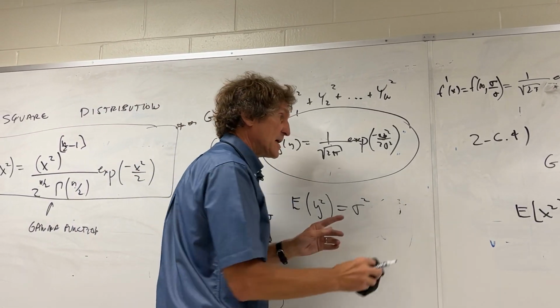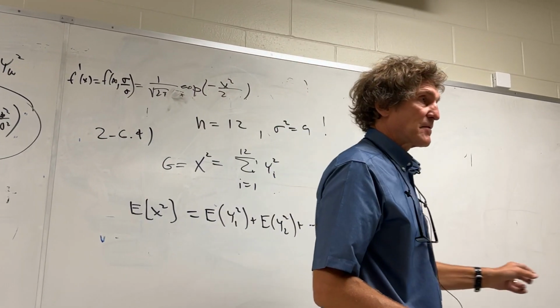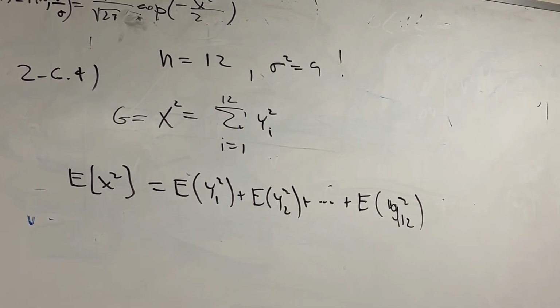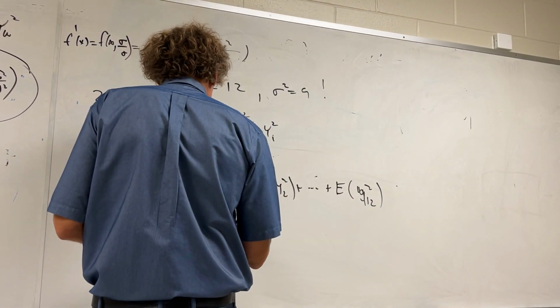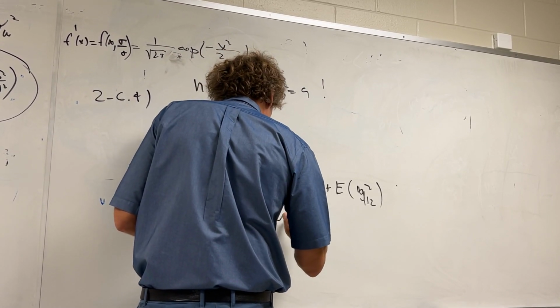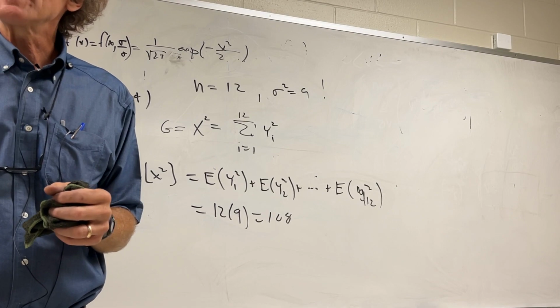It's just this. Now, each one of these has an expected value of sigma squared. Sigma squared is 9, isn't it? Yes. And there are 12 of them, aren't there, class? So this is really going to be 12 times 9, or 108. And I think that's one of the answers. Yes. All right, you all with me?